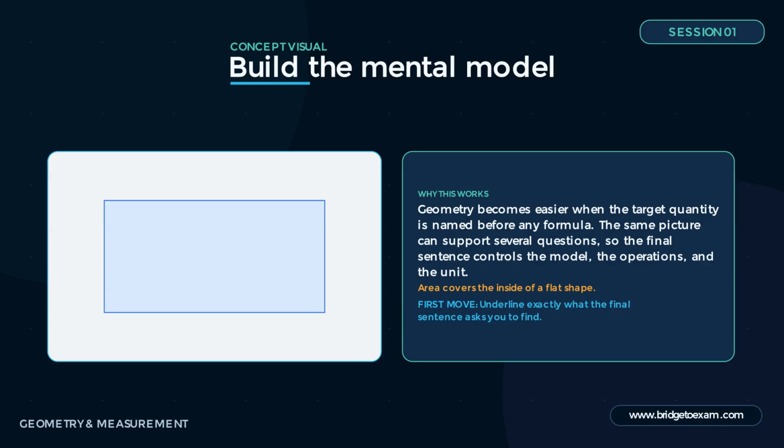First, underline exactly what the final sentence asks you to find. Second, mark the boundary, interior, filled space, missing segment, or angle on a quick sketch. Third, predict the answer unit before choosing a formula. Finally, choose the formula, substitute the labeled values, calculate, and compare the result with your prediction. Do not skip the final check simply because the calculator produced a number.